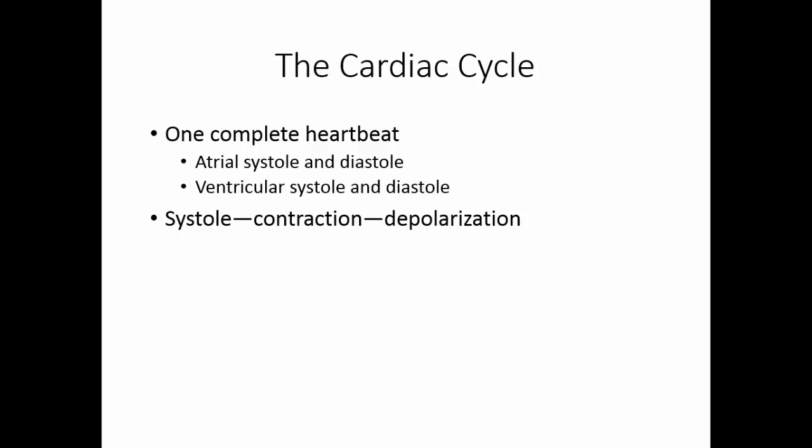When muscles contract, they depolarize. This is an electrical event that can be measured. Diastole is simply a way of saying relaxation. When cardiac muscle relaxes, it repolarizes, another electrical event. So one complete heartbeat is atrial contraction and relaxation, followed by ventricular contraction and relaxation.